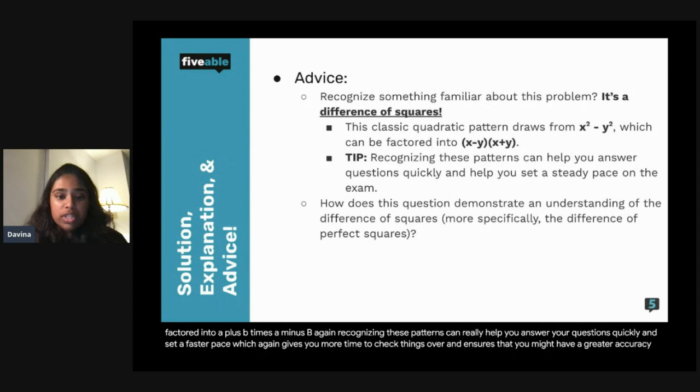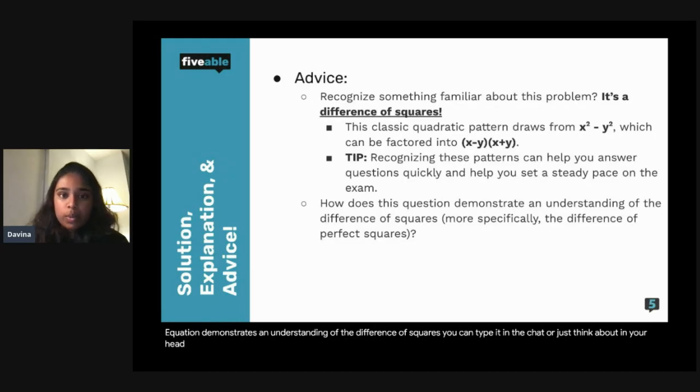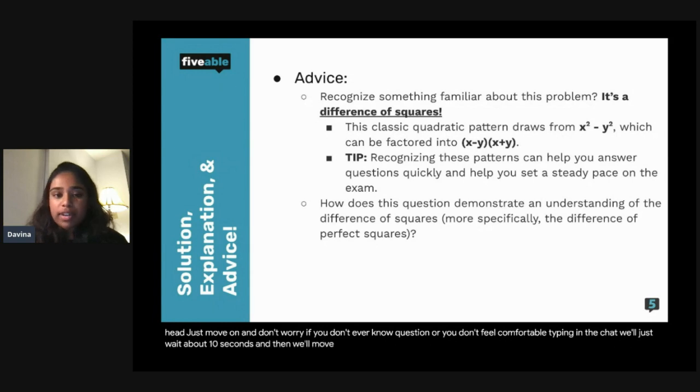So does anyone know how this equation demonstrates an understanding of the difference of squares? You can type it in the chat or just think about it in your head. Okay, we'll just move on, and don't worry. If you don't know a question or you don't feel comfortable typing it in the chat, we'll just wait about 10 seconds and then we'll move on.